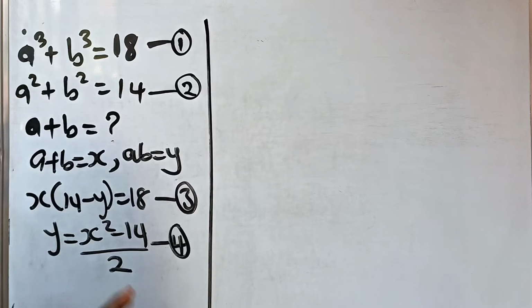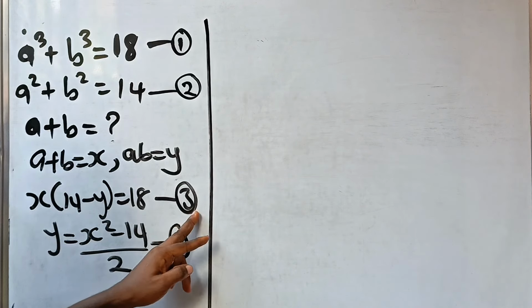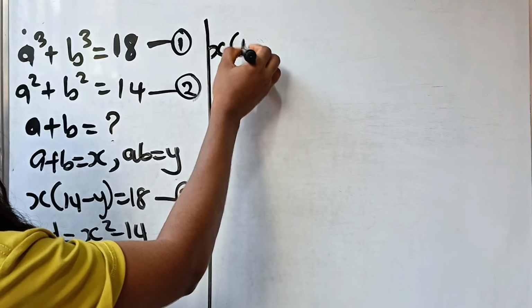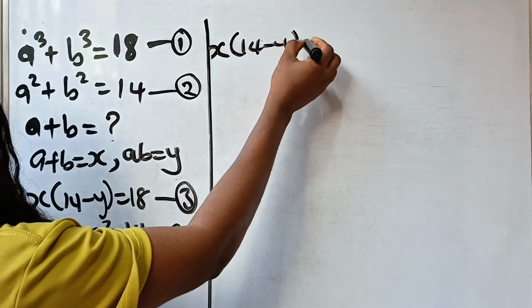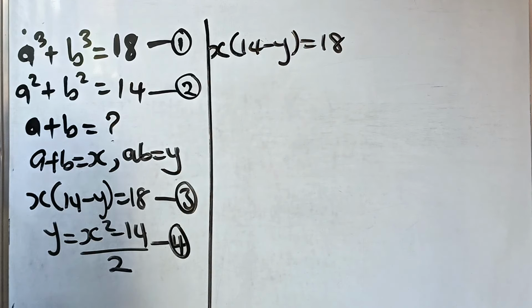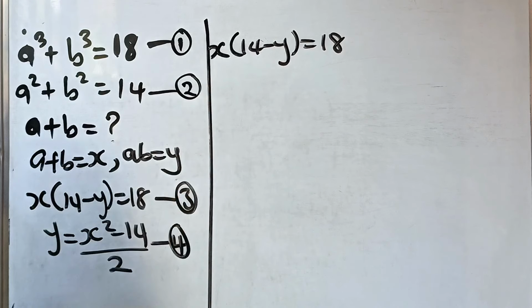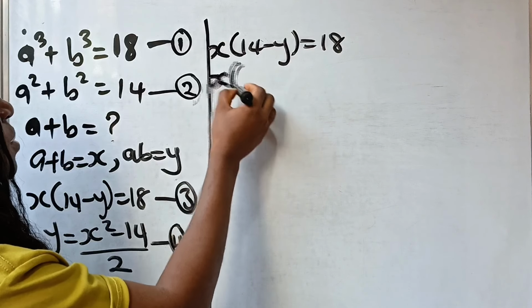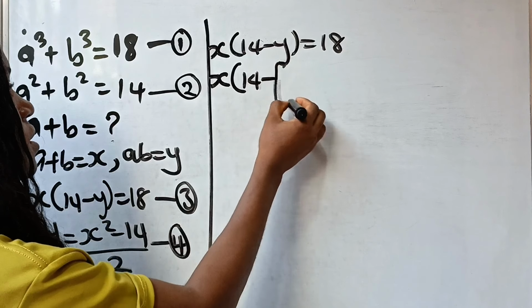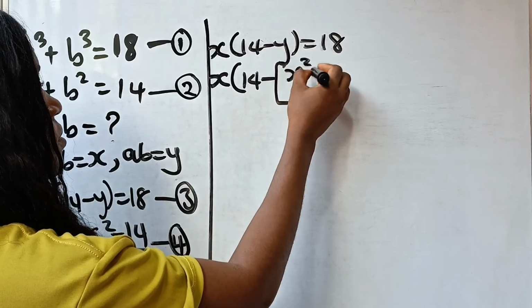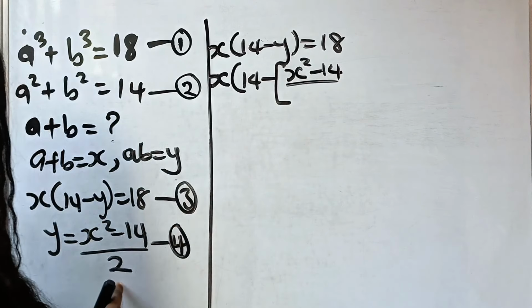Okay, so this is what we have now. We have equation 3 as this, that x bracket 14 minus y is equal to 18. That is according to equation 3. Then according to equation 4, our y is this. So let's substitute that into this place. So we have x bracket 14 minus, now our y is x squared minus 14 divided by 2.